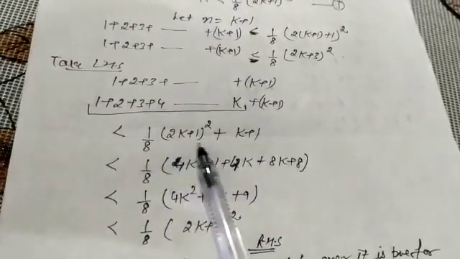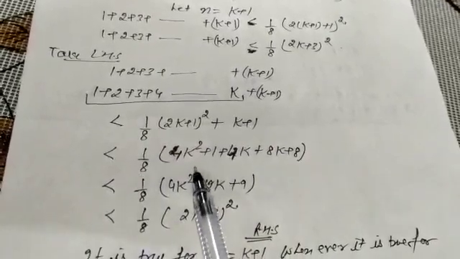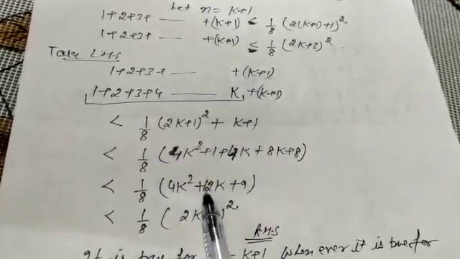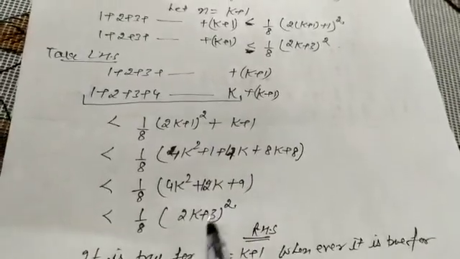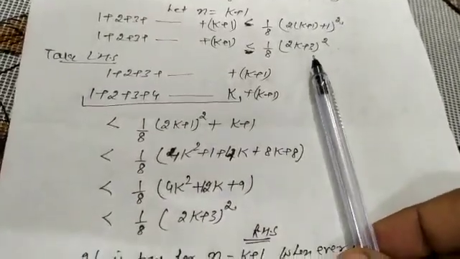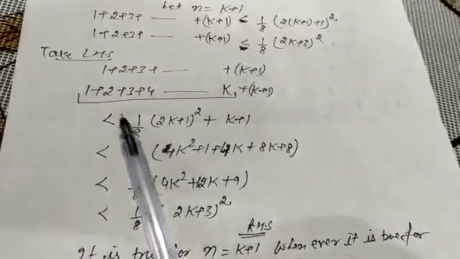Also take the LCM, it becomes 8k plus 8, and this 1 by 8 outside. It is 4k square plus 12k plus 9, which equals (2k plus 3) whole square. If you observe, it is the same as the right hand side. The only difference is that the symbol of inequality is there.